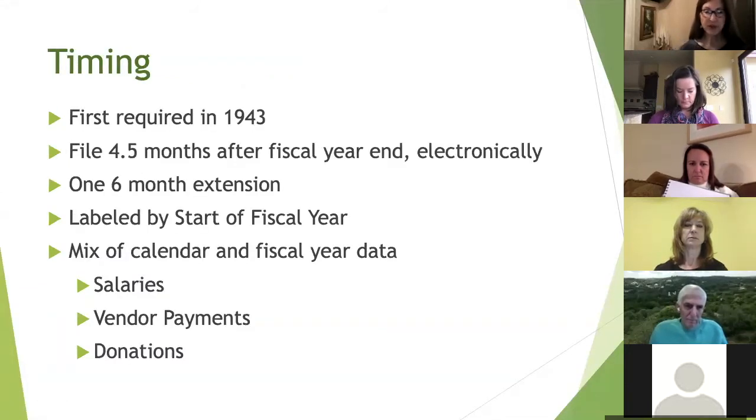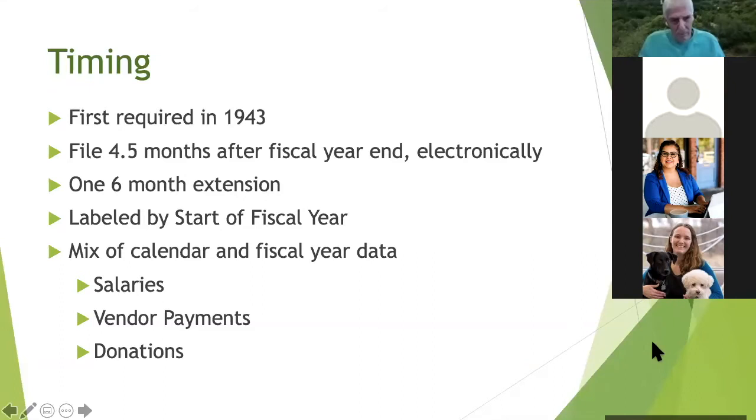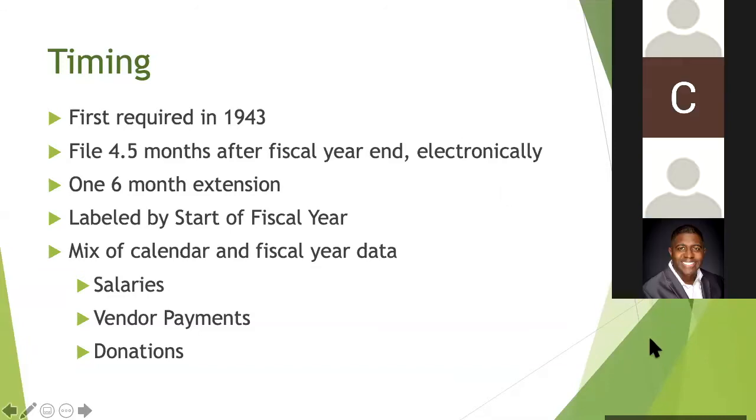Just a little history about the Form 990. It's been around for a long time. We're going on 60 years, 70 years, 80 years here pretty soon. It is required to be filed 4.5 months after the end of your fiscal year. You do have to file electronically, except for that little postcard one. You can get one 6-month extension. It's no questions asked. Just about everybody I know goes ahead and gets the extension because it lets you not have pressure on your auditors to get your audited financials done in that 4.5 months, plus get your Form 990 filed.